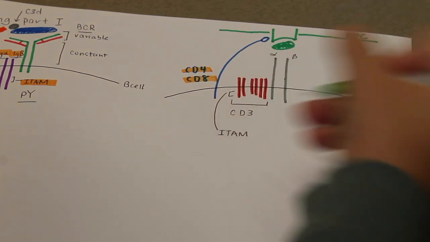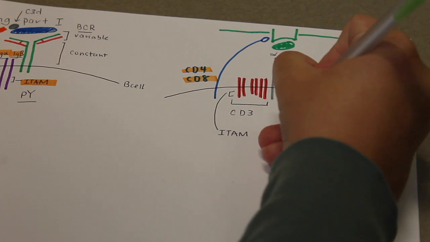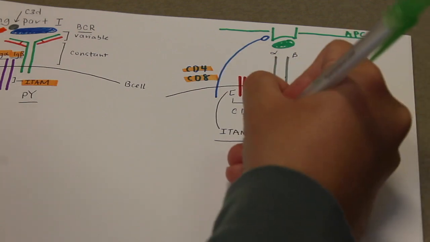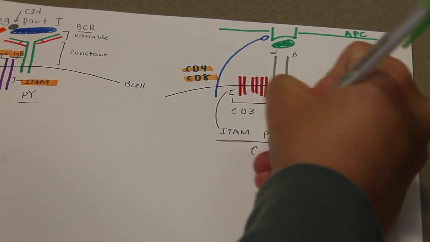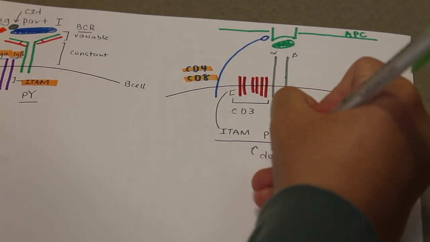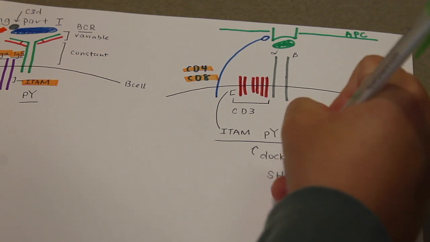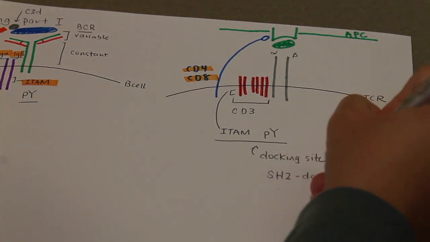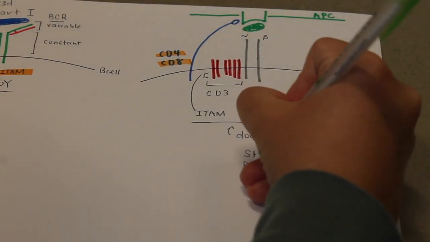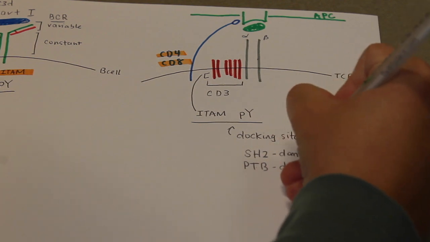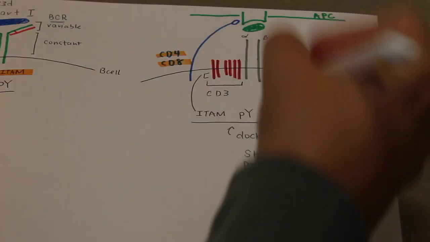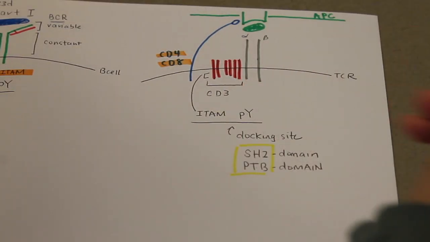And within the cytoplasmic tails of CD3 are lots of ITAMs. When this signaling pathway starts, these tyrosine sites are going to be phosphorylated, and once they're phosphorylated, they serve as docking sites for other proteins. The proteins that bind tend to have domains called SH2 domains or PTB domains. We'll talk more about this next stage in the next class.